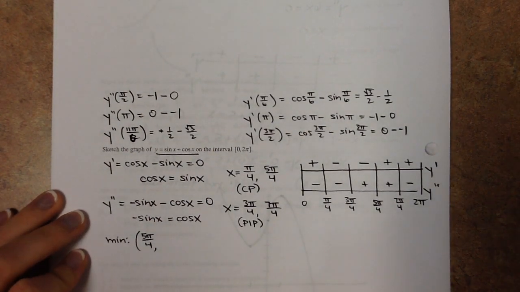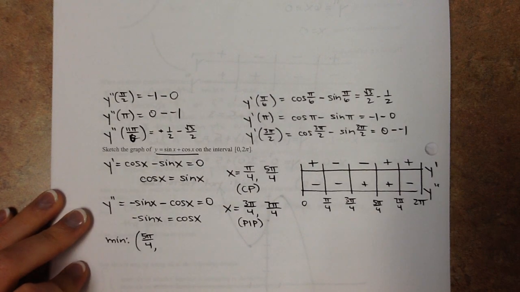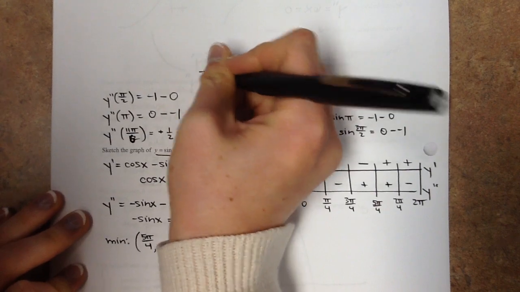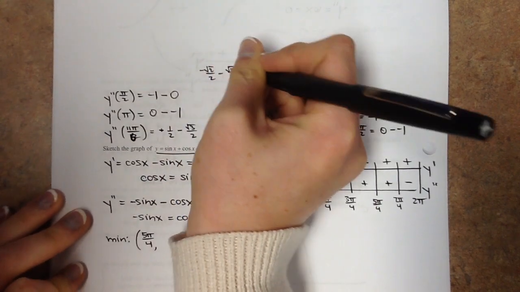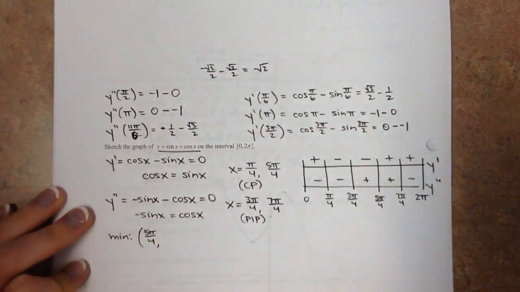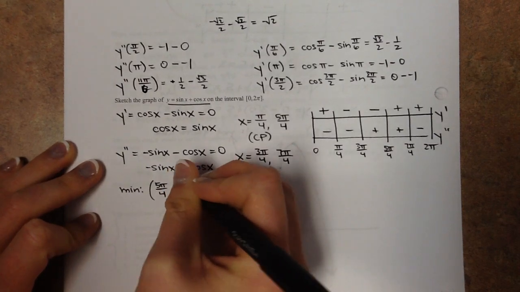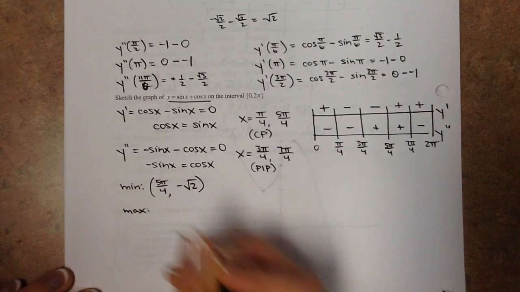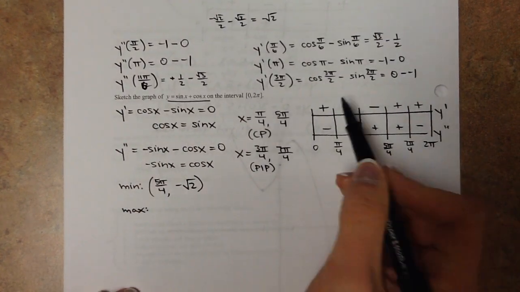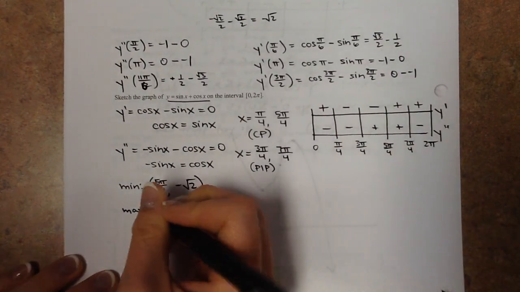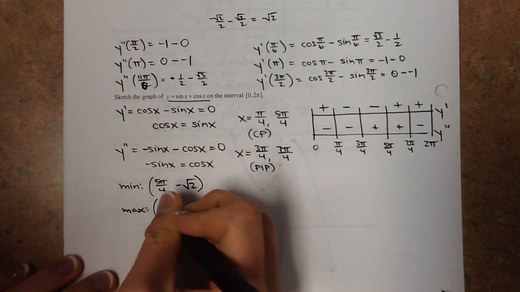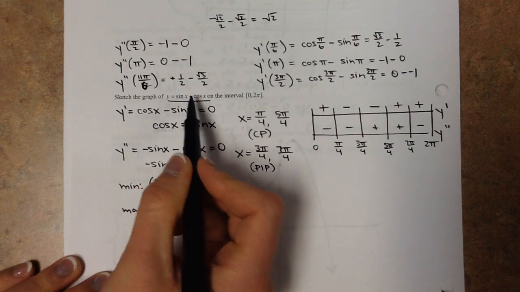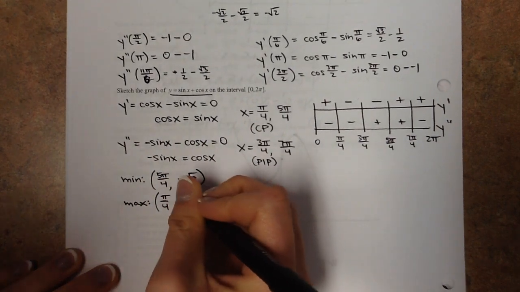Sine of 5 pi over 4 is negative root 2 over 2. Cosine of 5 pi over 4 is negative root 2 over 2. So when I combine those, I just get a negative root 2. So that is this y value right here, negative root 2. That is my minimum value. Maximum value, if I look at my y prime sign chart, I get one right here at pi over 4. So if I plug into the original function, sine of pi over 4 is root 2 over 2 plus root 2 over 2. That gives me root 2.